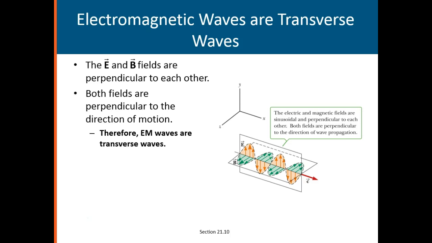The EM fields are perpendicular to each other. Both fields are perpendicular to the direction of motion, which is in the direction of C there. Therefore, EM waves are transverse waves. The E and M are doing like this, whereas the wave is doing like that. It's sort of like a three-dimensional shaking the hose on the ground, okay? Electric and magnetic fields are sinusoidal and perpendicular to each other. Both fields are perpendicular to the direction of the wave propagation, which is this way. Okay.